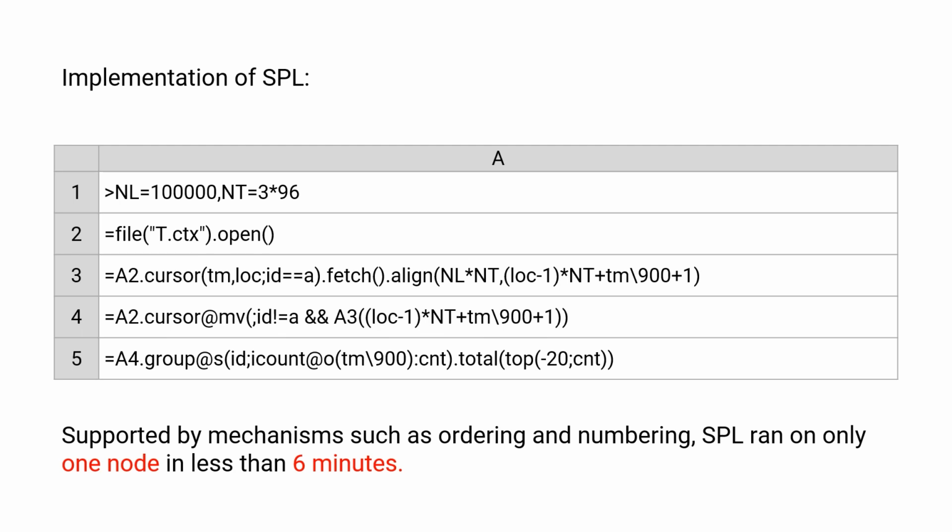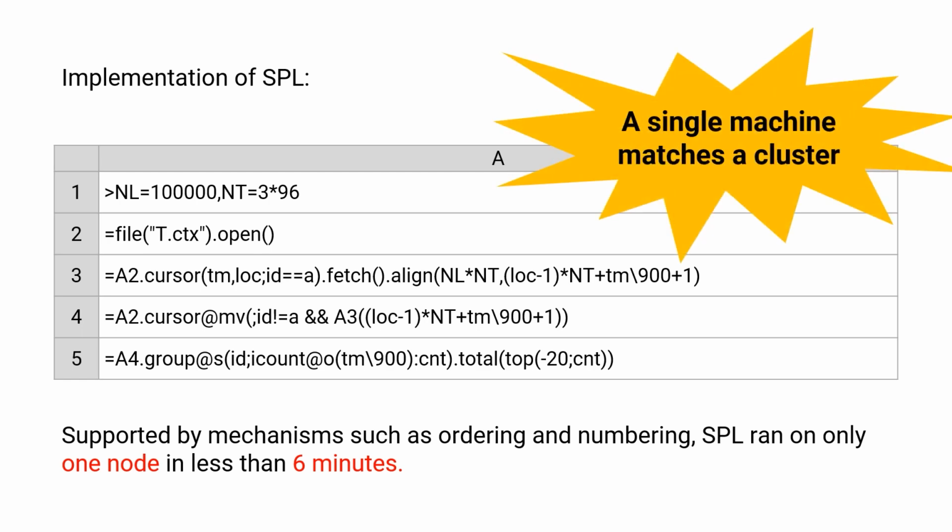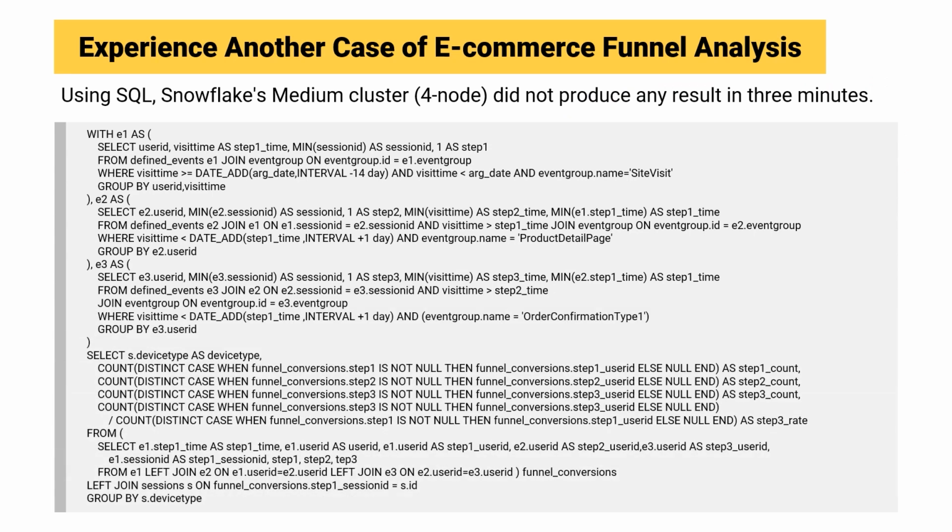Not only does it have faster speed, but it also consumes less hardware, achieving the effect of a cluster using one single machine. Let's look at another case of e-commerce funnel analysis. Users purchasing products on e-commerce platforms will experience a series of events, such as browsing, searching, adding to shopping carts, placing orders, making payments, etc. Funnel analysis is to analyze the user churn rate at each step, which belongs to the typical multi-step grouping and ordered calculation.